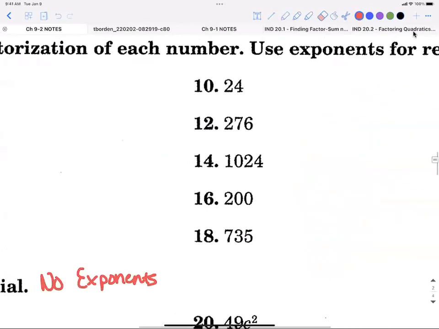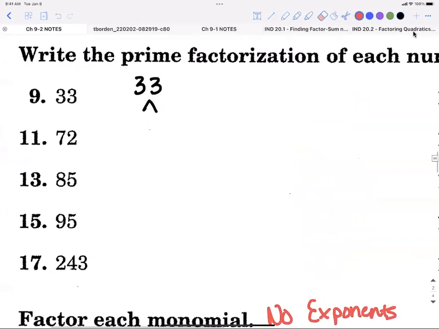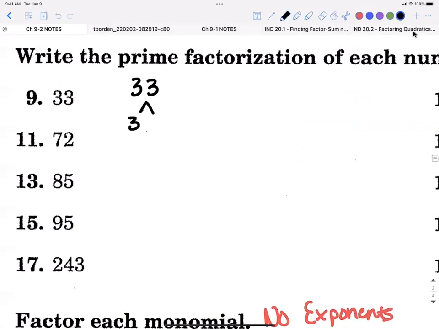All right, so doing 33. In going with what I just now said, on the left, I want to only use a prime number. So I can try 2, but it's not even, right? So I'm going to jump to 3, and I know 3 is going to work for me. And what times 3 gives me 33? 11, right? 11 is also prime, so I can stop.